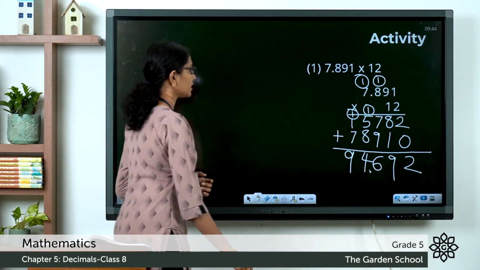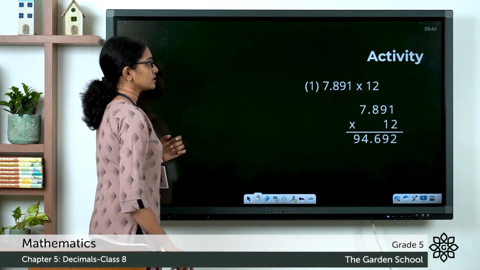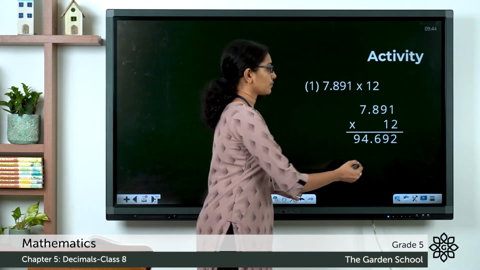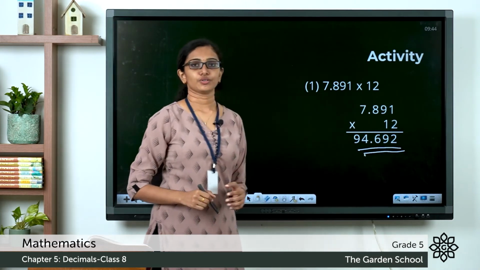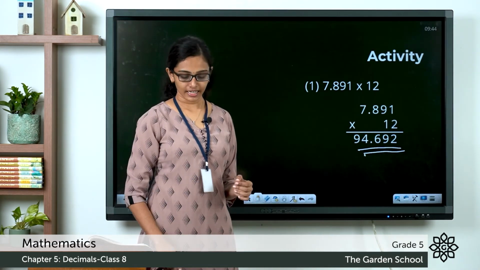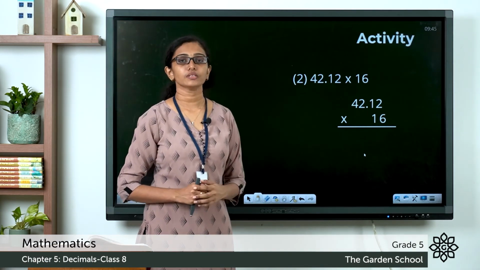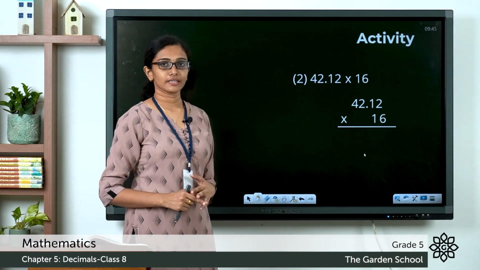So what is the product? The answer to this question, 7.891 into 12 is equal to 94.692. I hope you got the answer correct. Now the next question, 42.12 into 16. Let's do the multiplication.